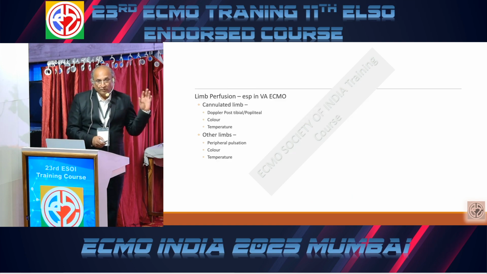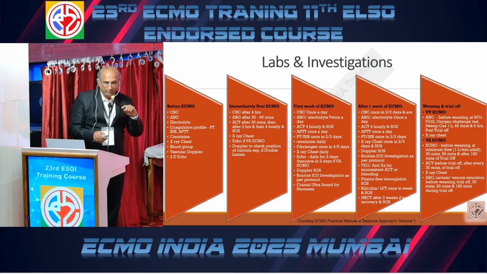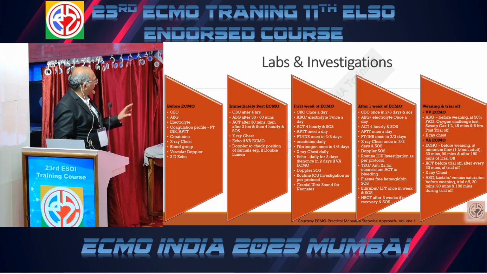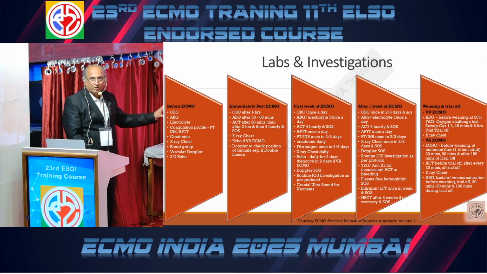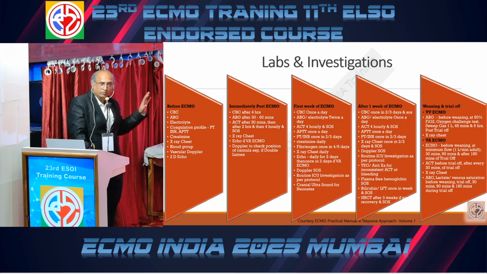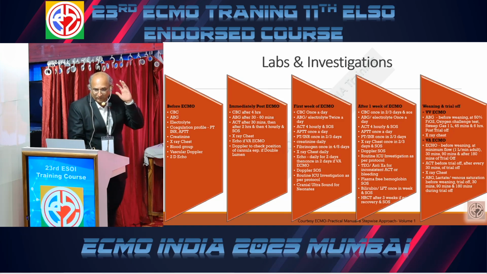Again, most important is limb perfusion in all four limbs. Lab investigations: we are a little conservative. We don't do too many lab investigations. There are people who are liberal and do ABG every 4 hourly or 6 hourly, but we usually don't. We go more clinically because we feel it is not required and it adds to the cost. These are the parameters we follow, and this chart is there in your book.